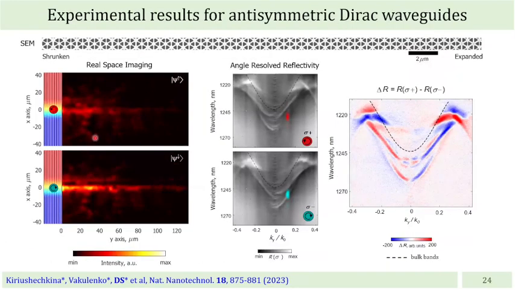That was confirmed experimentally. Here, you can see that in the real space imaging, the modes of different spins propagate at different distances. At the same time, angle-resolved reflectivity measurements also show the contrast of visibility depending on the spin of the mode. And this extends our capabilities for control in the near field and far field.